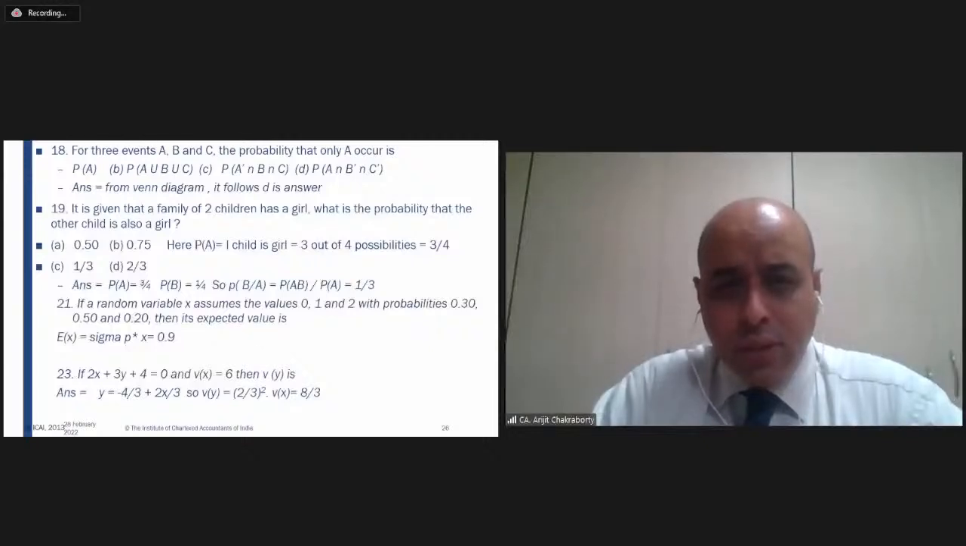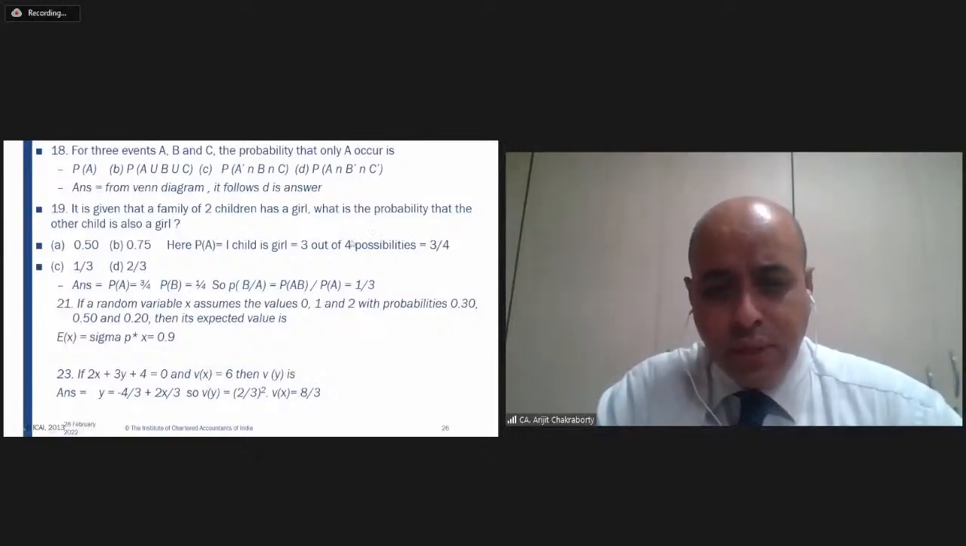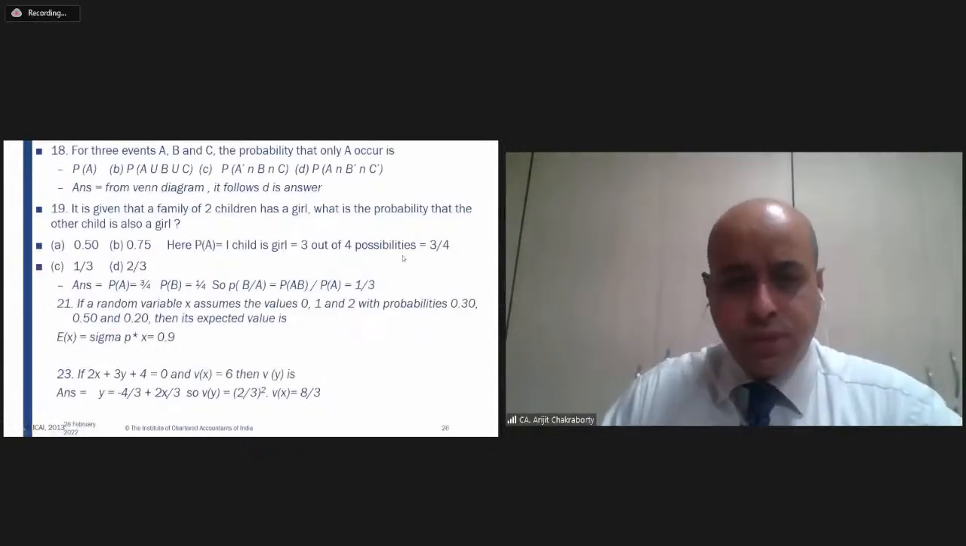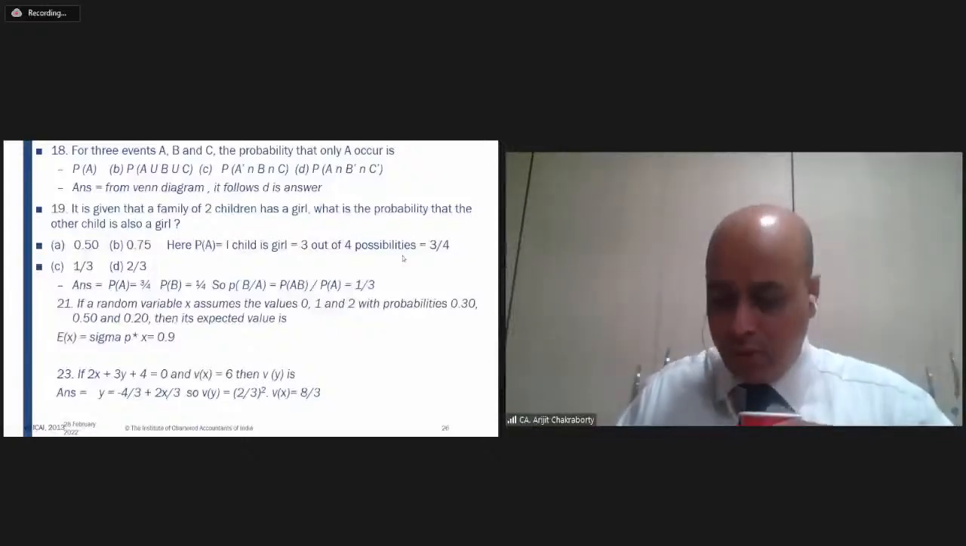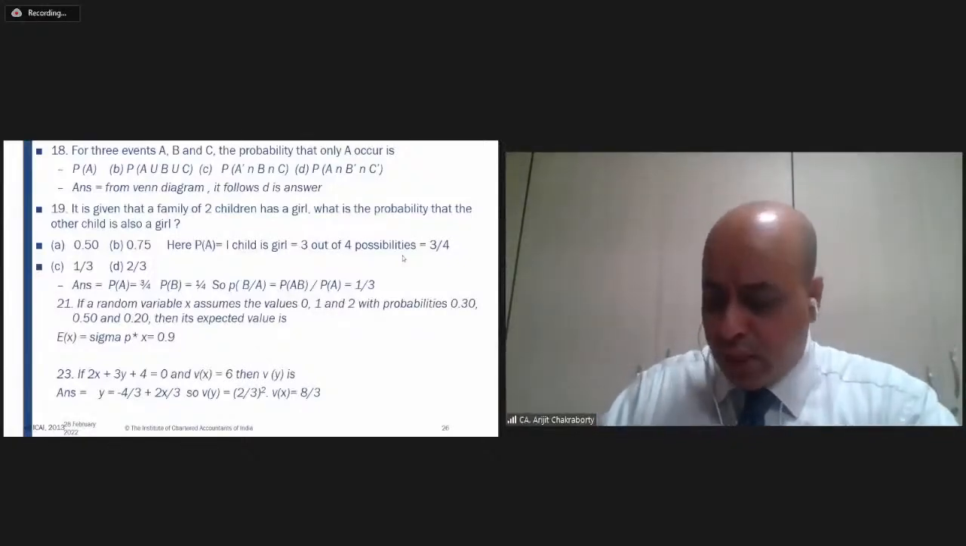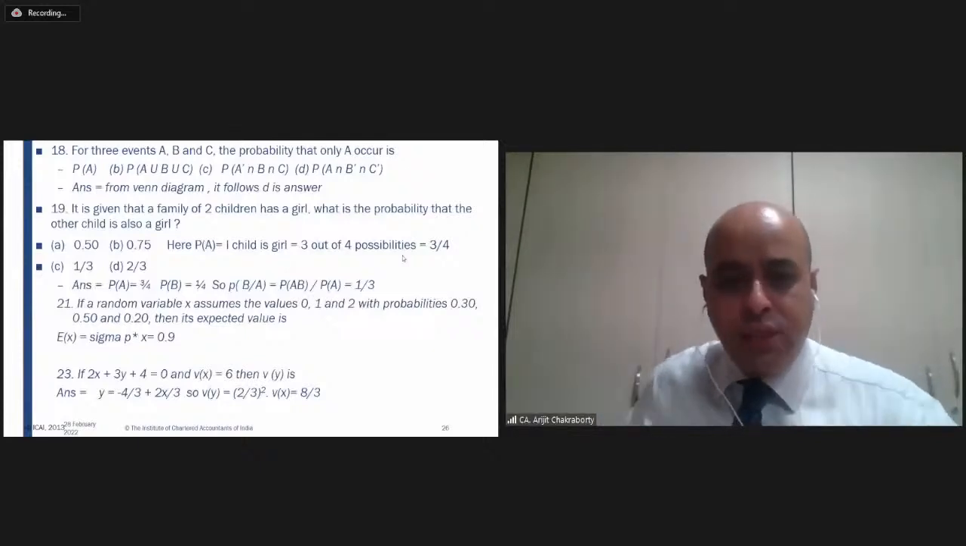Now we are going into the next question. Question 23: if 2x plus 3y plus 4 is 0 and the variance of x is 6, what is the variance of y? Please see question number 23, the last question on this slide. You have to find the variance of y. It is given that the variance of x is 6.